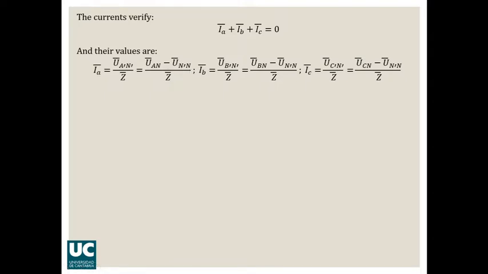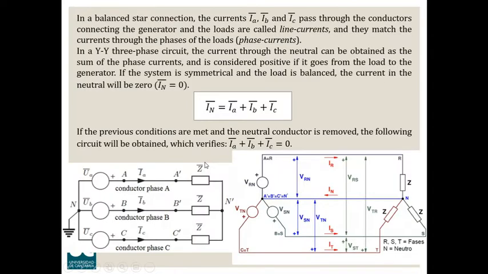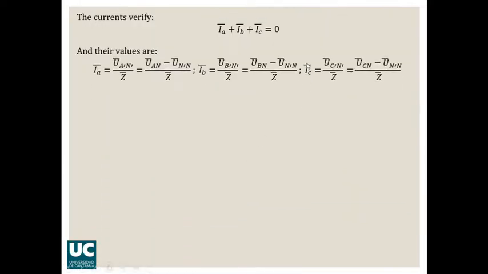Let's go back to the figure to see that. Here the difference in potential between A prime and N would be the same as the difference in potential between A and N minus the difference in potential between N prime and N. If you do that difference, you are going to get the same value as the difference in potential between these 2 points. Analogously, we could do the same with line currents B and C.